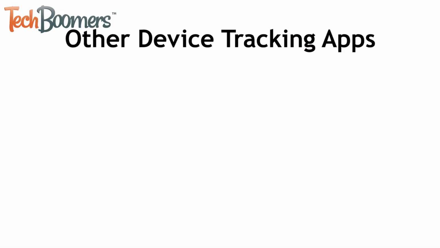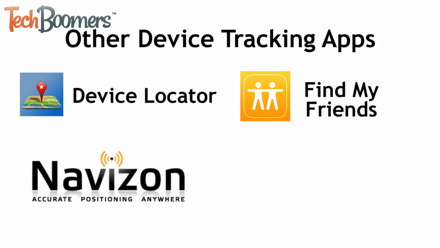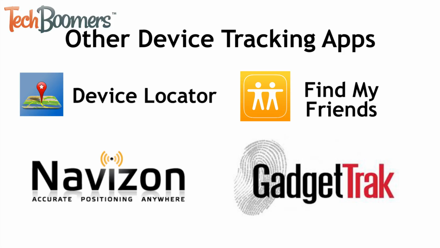There are many other third-party apps you can use to track an Apple device as well, if for some reason you don't want to use the iCloud system. Four good ones to use are Device Locator, Navizon, Find My Friends, and Gadget Track. We recommend setting up iCloud tracking or one of the other apps we mentioned right after watching this video, so you'll be well prepared in case you ever happen to misplace your device.